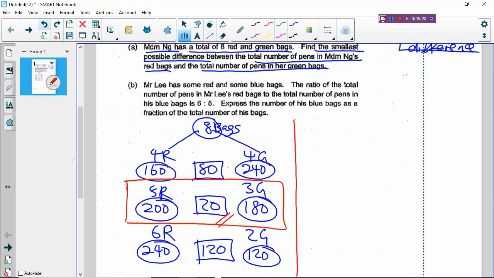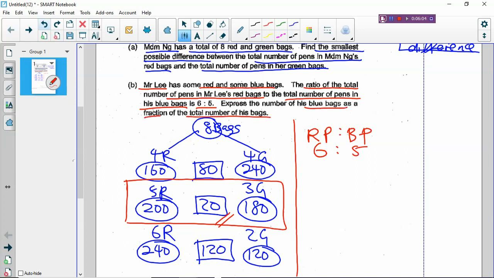Okay, now for part B, Mr. Lee has a second person, a different person, who has some red and blue bags. The ratio of the total pens in Mr. Lee's red bags to the total pens in his blue bags is 6:5. So I will write out the ratio: red pens, RP, is to blue pens as 6:5. And you're supposed to express the number of his blue bags as a fraction of the total bags.